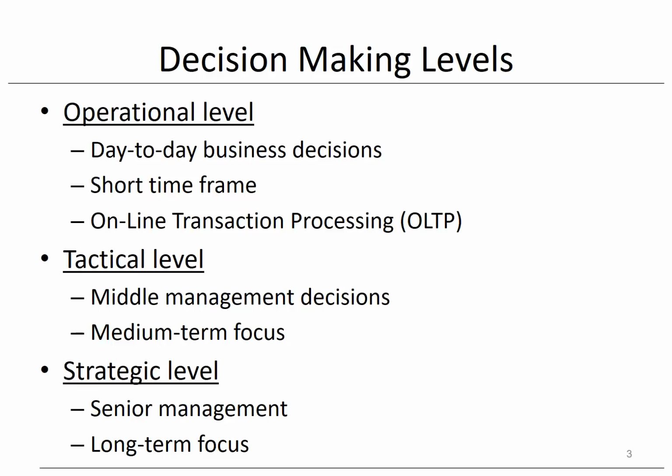Finally, at the strategic level, decisions are made by senior management with long-term implications, for example, 1, 2, 5 years or more. As an example, think about the chief executive officer who wants to inspect the geographical distribution of sales in order to make an investment decision about building a new store.